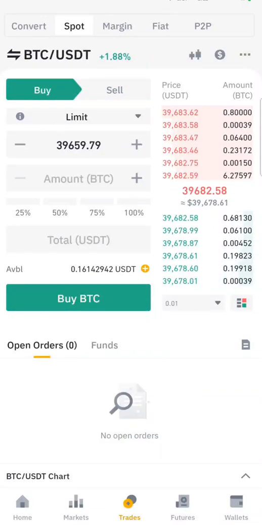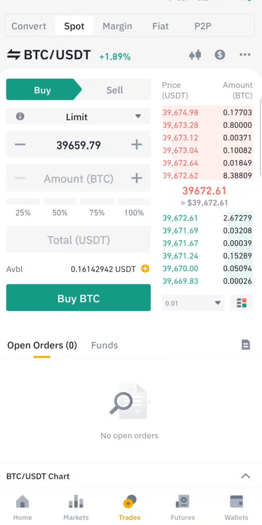In this video, we are going to talk about Bitcoin trading for beginners. So I will be using the Binance mobile application for this. As you can see, right now we are in trades, and the first option at the top that you can see is spot.